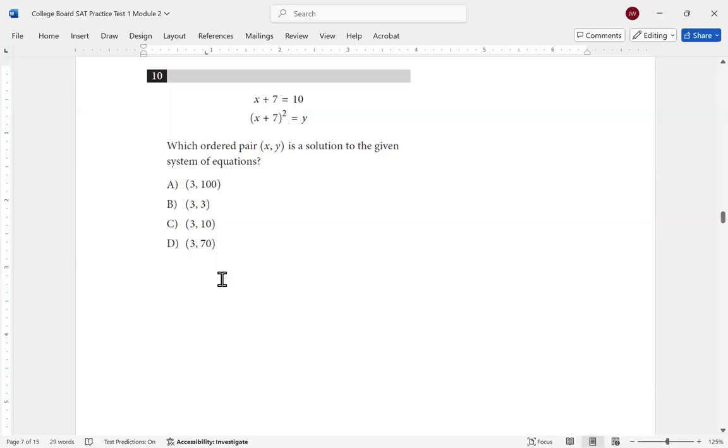Another way you can do this is manually by noticing that the first equation doesn't even have a y in it. That means when you take x plus 7 is equal to 10, you could subtract 7 from both sides and get x equals 3. That's the first equation. And then in the second equation, you could plug in that 3. 3 plus 7 quantity squared.